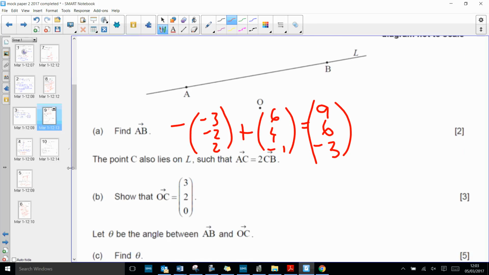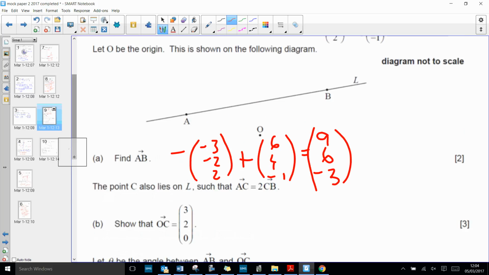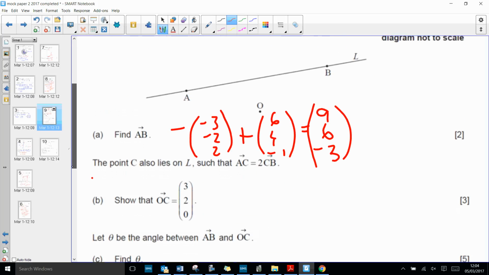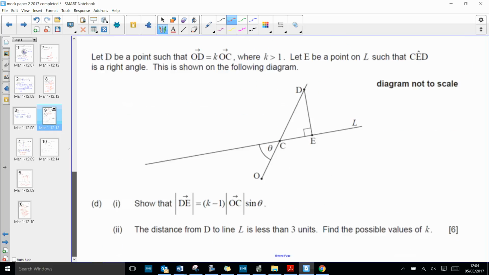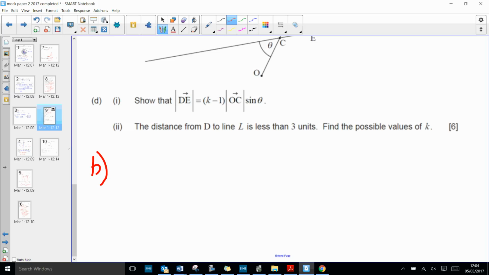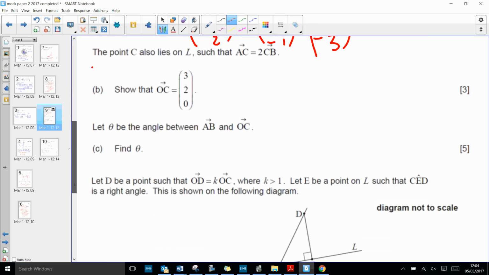Point C also lies on L such that AC equals 2 lots of CB. So from A to C is equal to 2 lots of C to B. I'm running out of space. Okay, let me go down here. Okay, so A to C is equal to 2 lots of, I forgot what it was already, C to B.